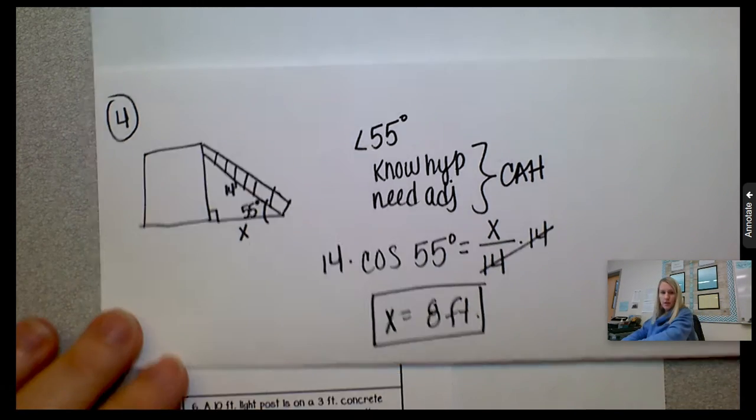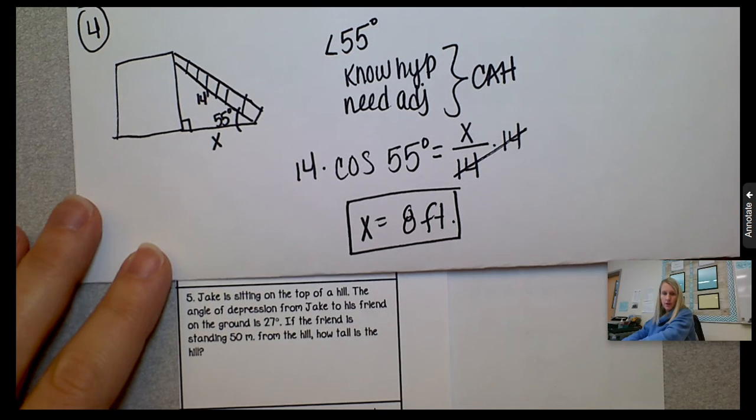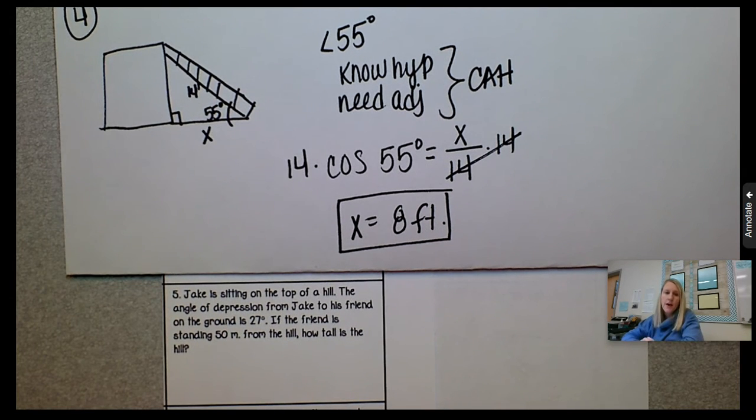All right, so as I'm looking at that, I'll keep that up for a second, but I'm just going to read number 5 and then we'll set it up. So number 5, Jake is sitting on the top of a hill. Good for you, Jake. The angle of depression from Jake to his friend on the ground is 27 degrees. So we'll remind ourselves what depression means and how to set that up. If the friend is standing 50 meters from the hill, how tall is the hill? Okay, so we can do that. We'll do that in a second. And then read number 6.